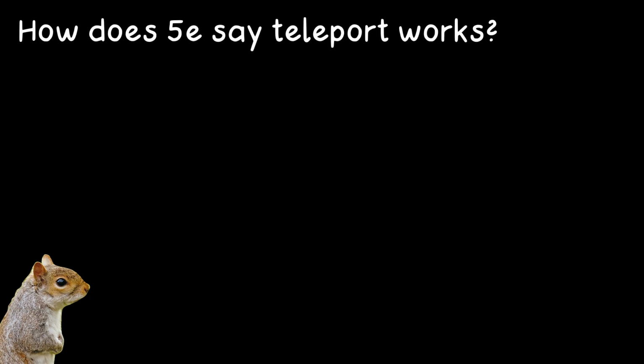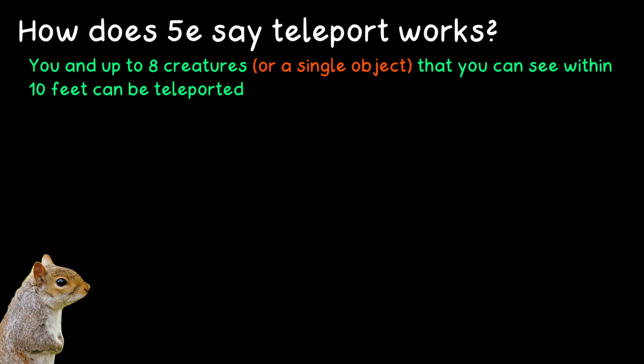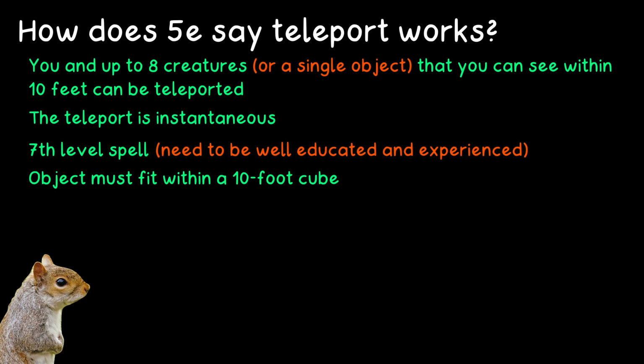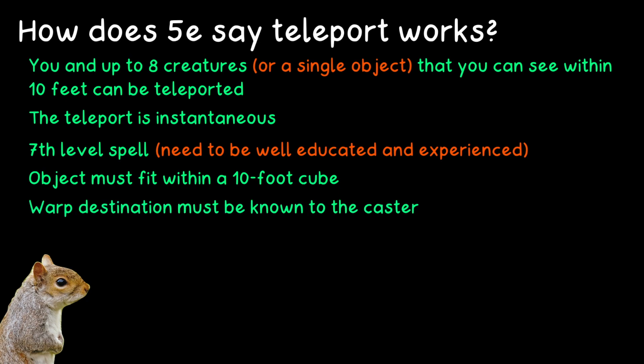Now, how does 5e say that teleport works? According to the manual, it goes something like this. You and up to 8 willing creatures or a single object that you can see within 10 feet can be teleported. The teleport is instantaneous. It's a 7th level spell, so we'll say in order to cast it, you're probably well educated and experienced. If teleporting an object, it must be able to fit entirely inside of a 10-foot cube. The warp destination must be known to the person casting the spell and on the same plane of existence. Now, we won't be talking about different planes of existence, so we can cross that part out.